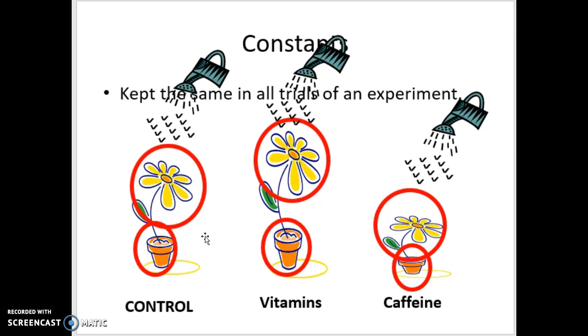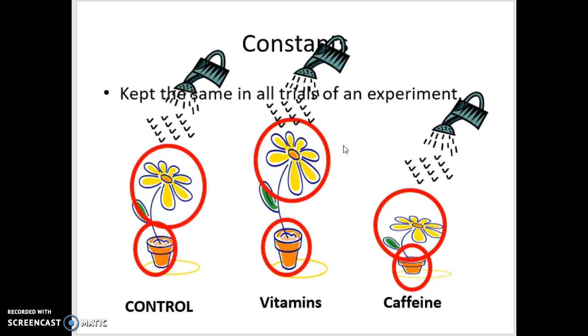A constant is something that has to be kept the same. I don't know if you can see it, but it's something that has to be kept the same in all trials of the experiment. Okay, so constant is different than control. It's just constant, something that we need to keep the same. So like for example, in my plant experiment, I needed to keep all the soil the same, the pot the same. I needed to keep the area the same. I needed to keep the plant the same. I needed to water them all the same.